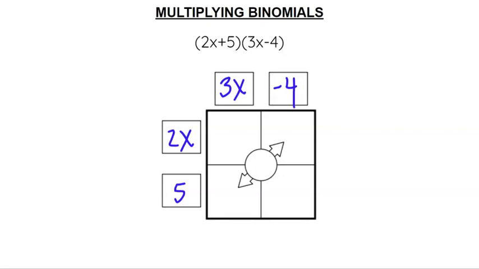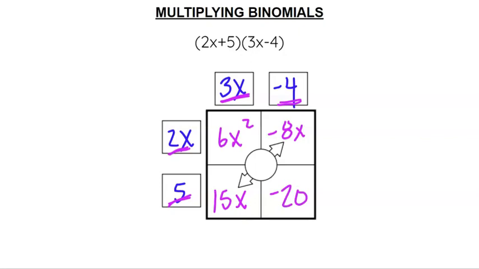And then we multiply. So we start by doing 2x times 3x, which is 6x squared. 2x times negative 4 gives us negative 8x. 5 times 3x is 15x. And then 5 times negative 4 is negative 20.